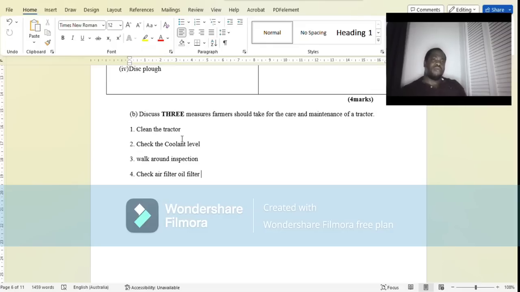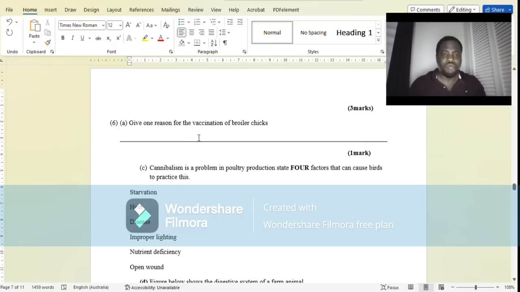This can influence the alignment at a specific distance. And so you want to ensure that you basically check the air in the tire, so that when you're going out into the field, you do not have incorrect alignment.